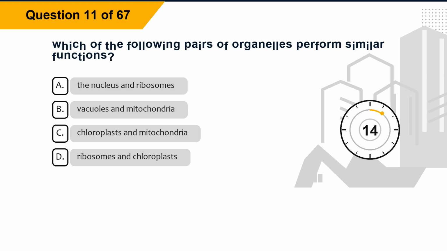Which of the following pairs of organelles perform similar functions? Option A, the nucleus and ribosomes. Option B, vacuoles and mitochondria. Option C, chloroplasts and mitochondria. Option D, ribosomes and chloroplasts.